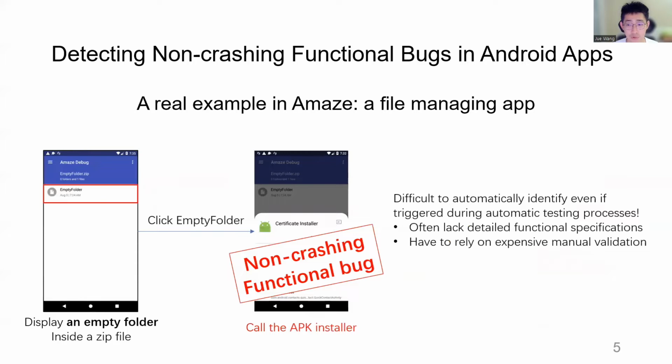During an automated testing process, such a non-crashing functional bug can be occasionally triggered. But even so, it is very difficult to automatically identify it. This is because automatic testing tools often lack detailed functional specifications or proper understanding of the app's logic. As a result, they have to rely on expensive manual validation to identify such non-crashing functional bugs.